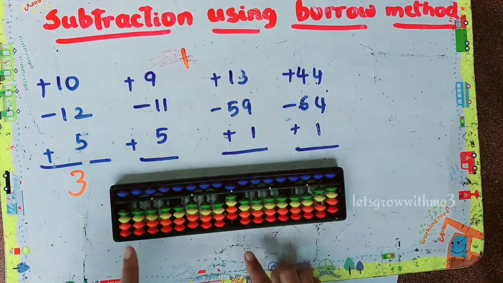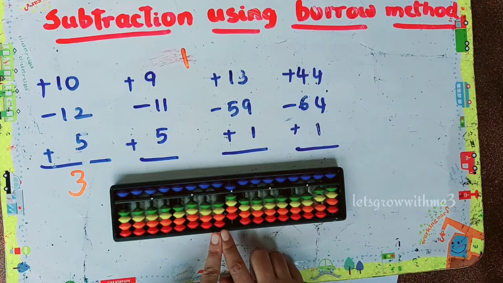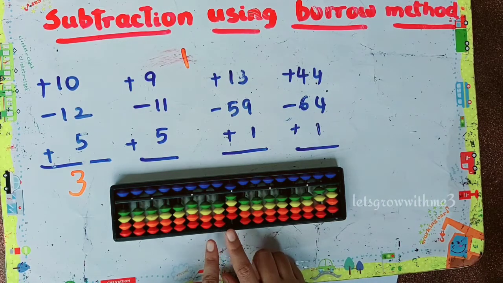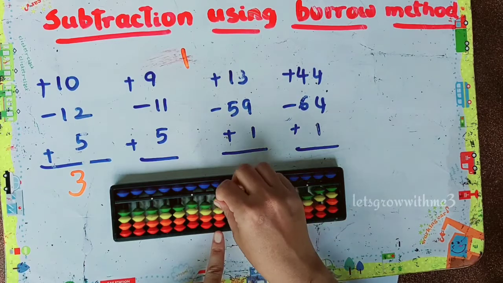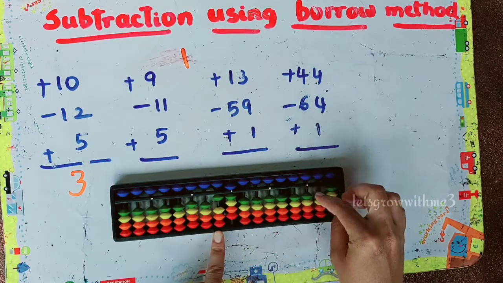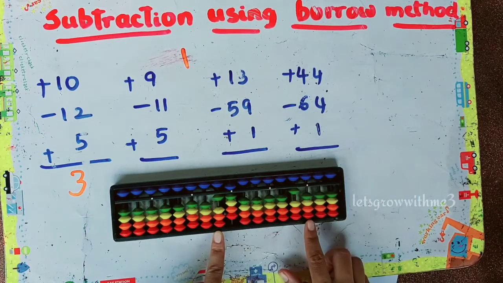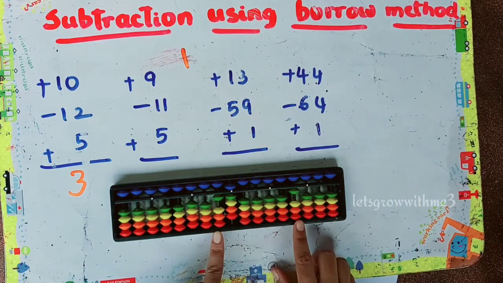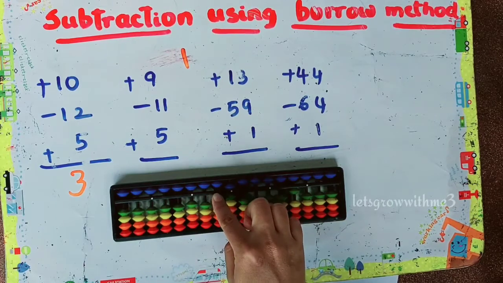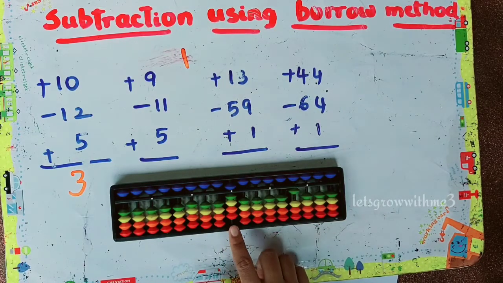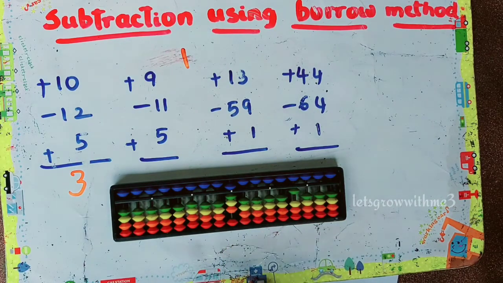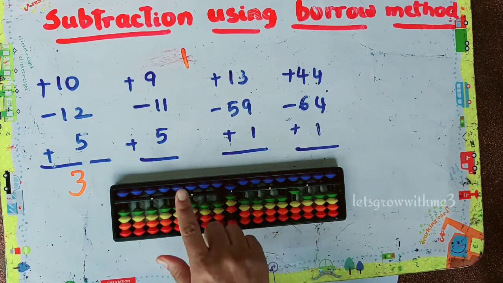9 minus 11. You can't subtract 11 here, in the 10th place we don't have beads. So let's take one bead from the 10th place, and represent that one over here in the same position. Now do the subtraction. Minus 1 in the ones place. How to do it? It's a direct method. Just subtract one bead from 9. Now we got 8.